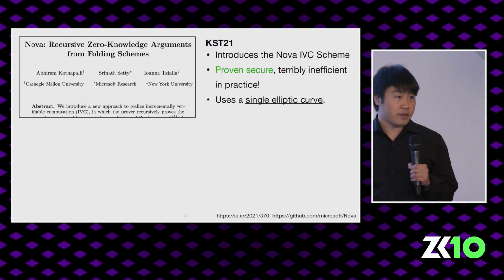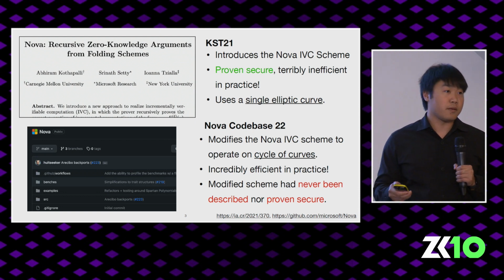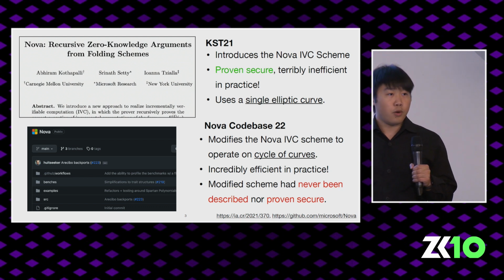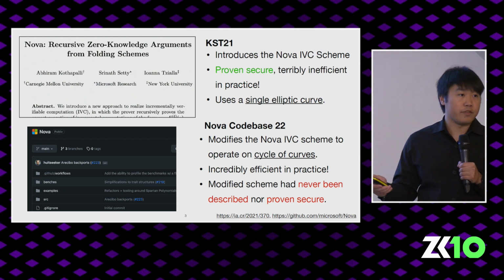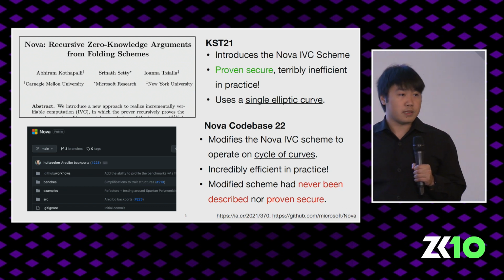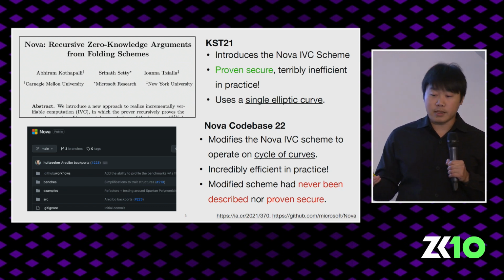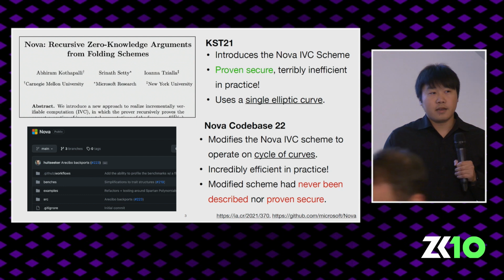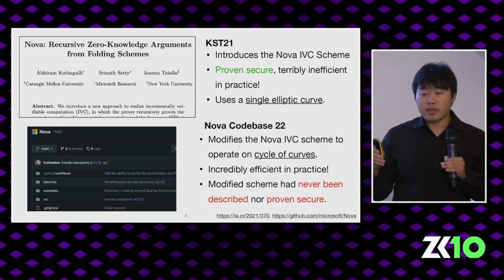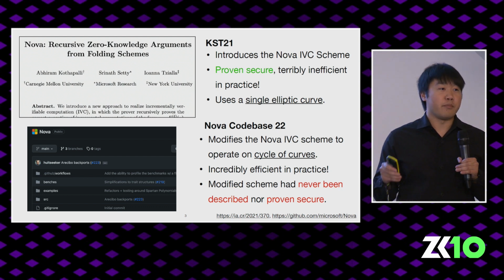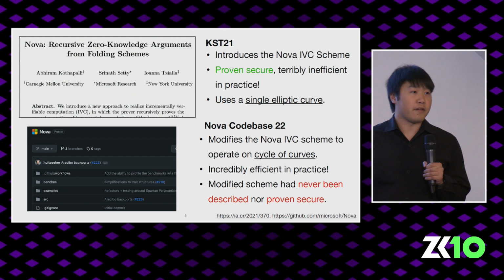And so because of this inefficiency, the Nova authors, over the course of the following year, implemented a modified version of the Nova IVC scheme, which instead operated over a cycle of elliptic curves. So now there are two curves. And this dramatically reduced the amount of non-native arithmetic that they had to represent within their constraint systems. Because of this, it was incredibly efficient in practice. But this modified scheme had never been formally described nor proven secure. And it turns out there was a major soundness vulnerability in this modified scheme.